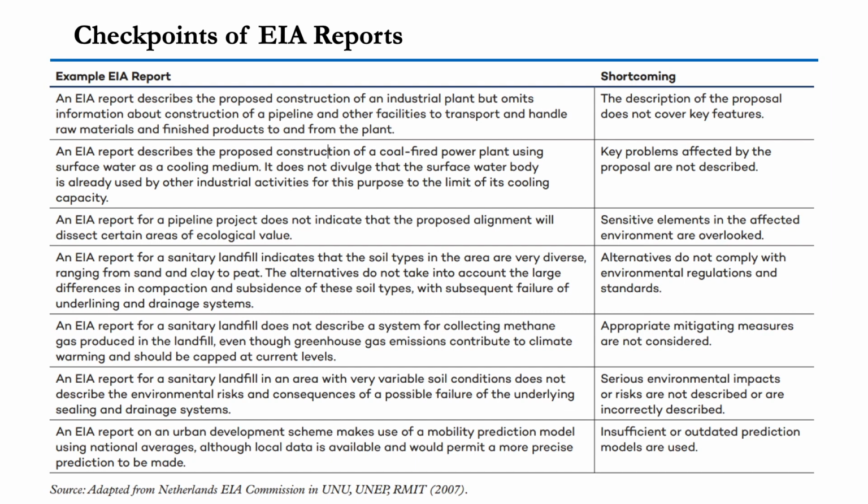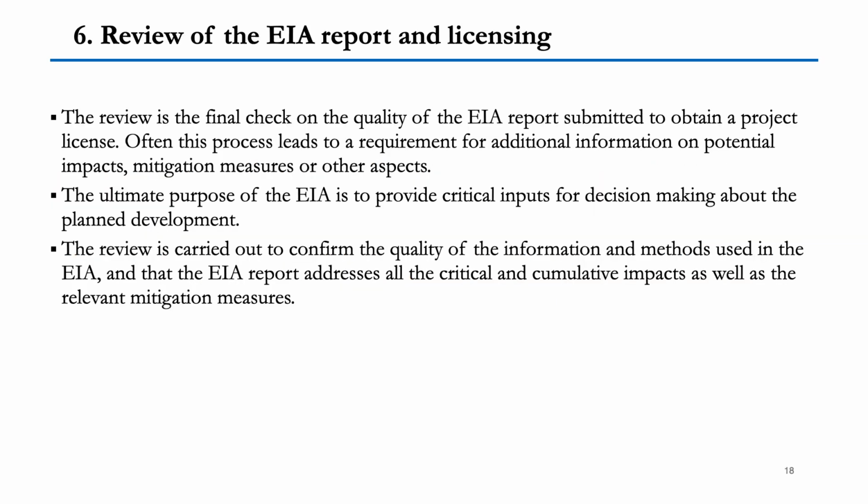The second example: a report describes the proposed construction of a coal-fired power plant using surface water as a cooling medium. It does not divulge that the surface water body is already used by other industrial activities for this purpose to the limit of its cooling capacity. Key problems affected by the proposal are not described. So these are some examples of EIA reports on the left hand side, and on the right hand side the shortcomings are shown. Your EIA report should not have these shortcomings if you are preparing these EIA reports. Next comes the review of the EIA report and licensing.